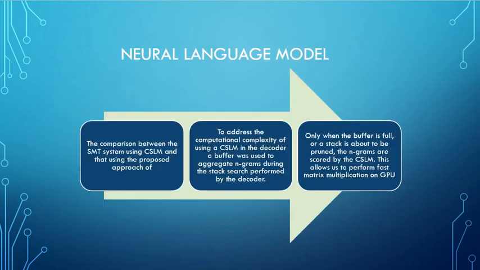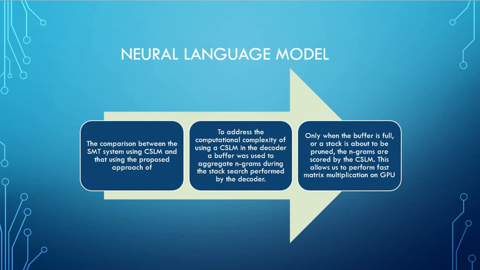What is the neural language model? The neural language model is used to assess the effectiveness of scoring phrase pairs with the proposed RNN encoder-decoder, and this is a traditional approach. The comparison is between the SMT system using CSLM and that using the proposed approach of phrase scoring by the RNN encoder-decoder. It shows the contributions from the multiple neural networks in different parts of the SMT system.